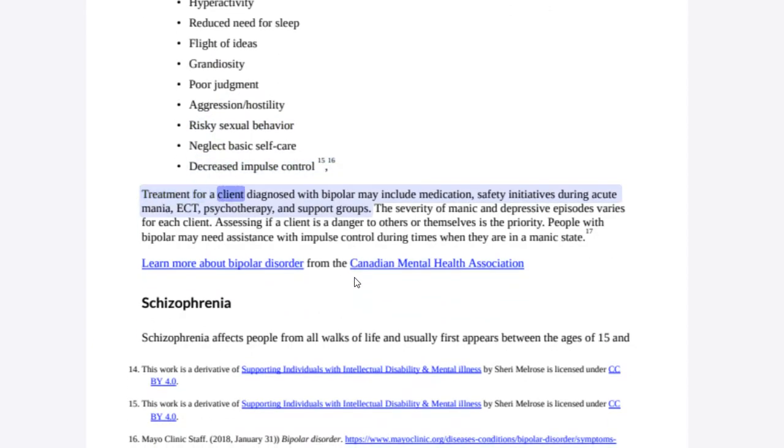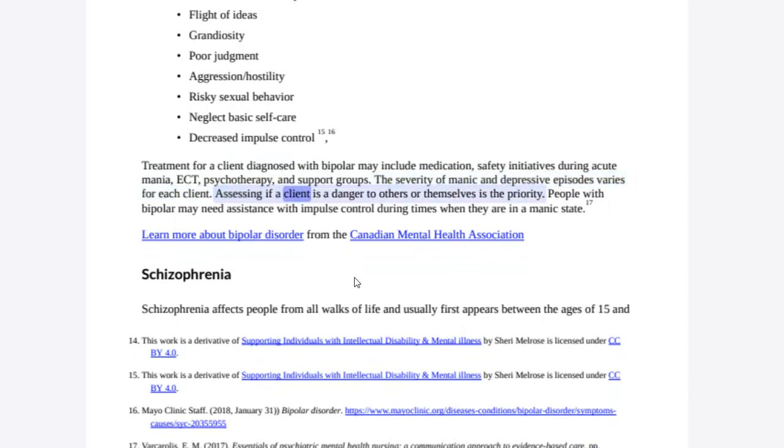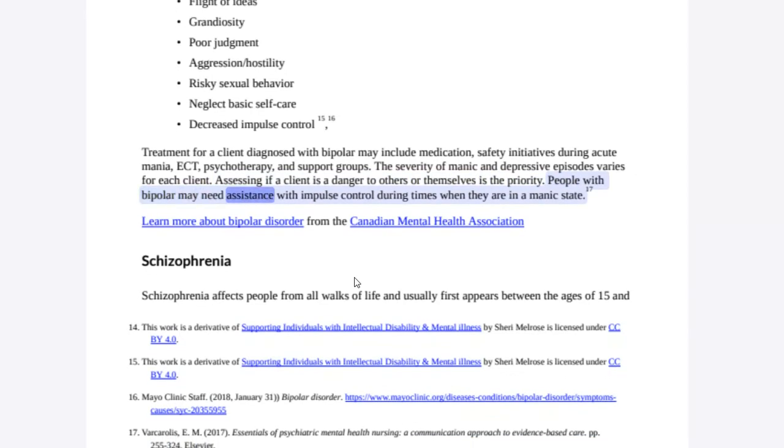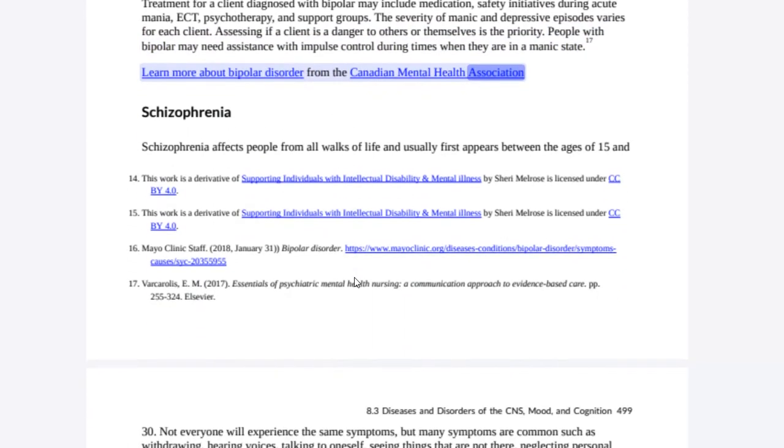Treatment for a client diagnosed with bipolar may include medication, safety initiatives during acute mania, ECT, psychotherapy, and support groups. The severity of manic and depressive episodes varies for each client. Assessing if a client is a danger to others or themselves is the priority. People with bipolar may need assistance with impulse control during times when they are in a manic state. Learn more about bipolar disorder from the Canadian Mental Health Association.